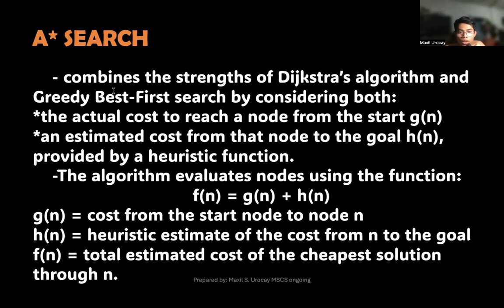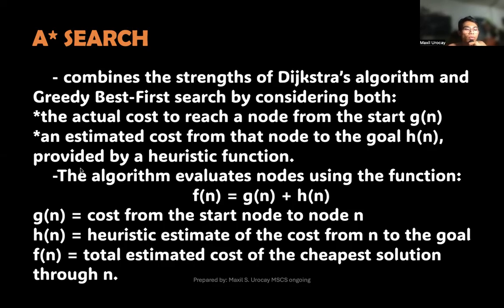The algorithm will evaluate nodes using this function: the f of n is equal to the g of n plus the h of n. There will be calculations later on, and we'll deal with that step by step. Your g of n is the cost from the start node to node n, h of n is the heuristic estimate of the cost from n to the goal, and f of n is the total estimated cost of the cheapest solution through n.